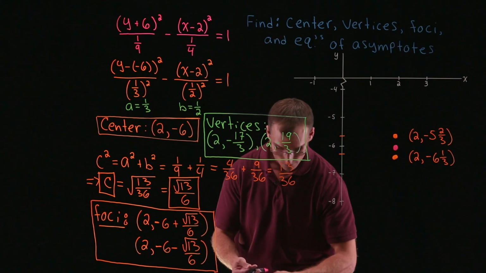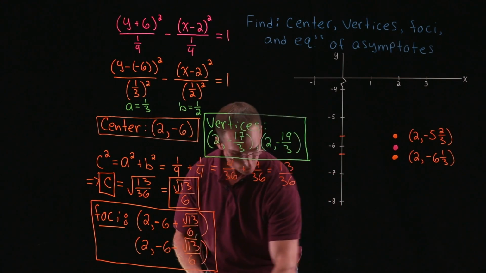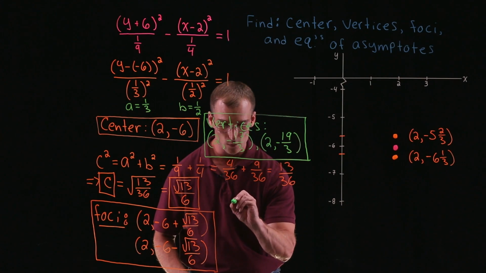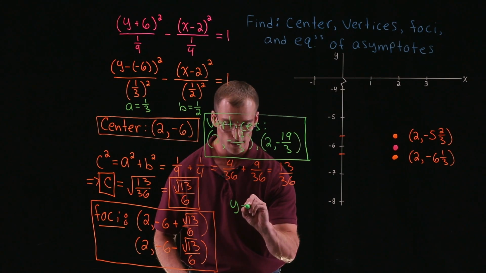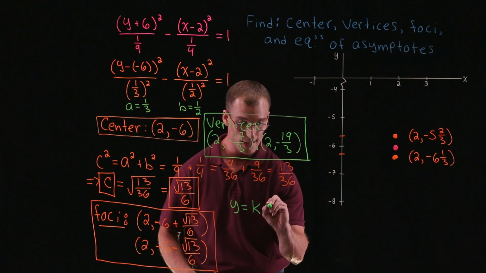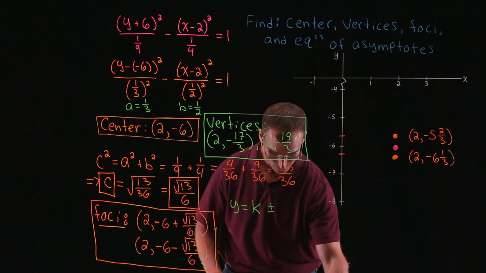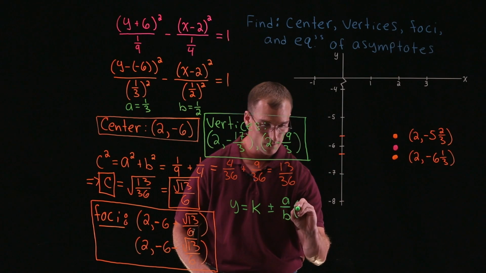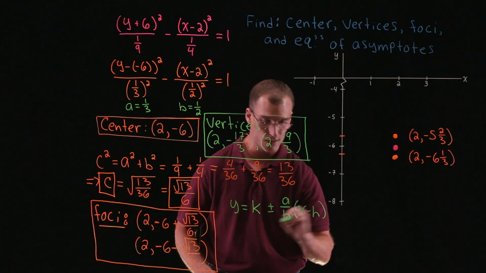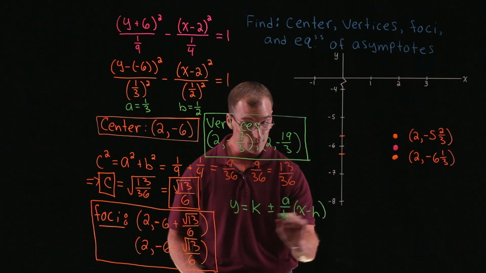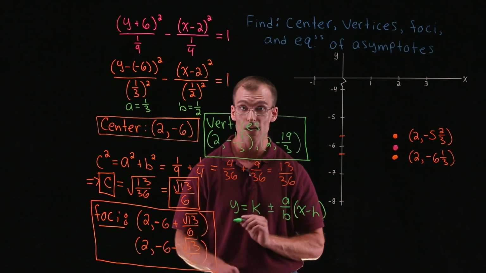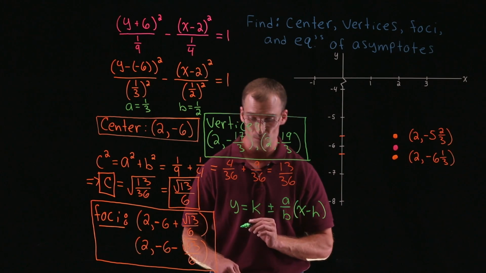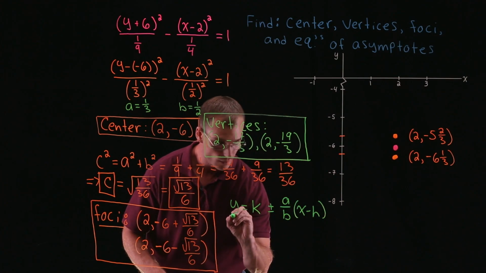So we have a vertical transverse axis, so we know that the equations of our asymptotes are going to look like y equal to, say, k plus or minus a over b times x minus h. So we're just going to plug in our values here and see what the equations of these two lines are. Then once we have that, we'll have enough that we can start graphing our hyperbola. So let's first take a look.